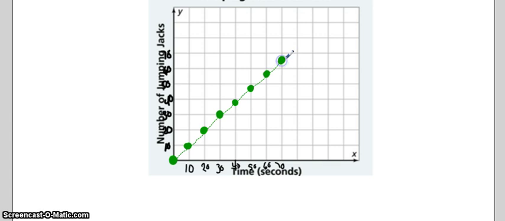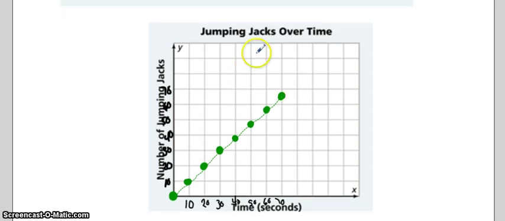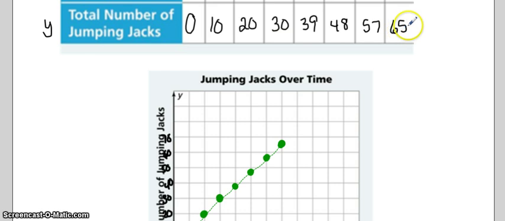Now, there's a couple of questions. One, what does this trend tell you? This trend tells you that as time increased, so did the number of jumping jacks. What else does it tell you? It tells you that as time increased, my rate of jumping jacks slowly started to decrease, which means that I started to get tired.